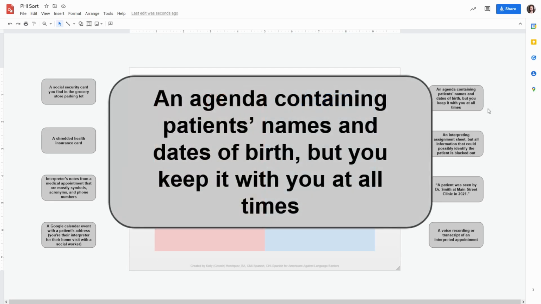Next up, an agenda containing patients' names and dates of birth, but you keep it with you at all times. Again, this is another example that I have seen.